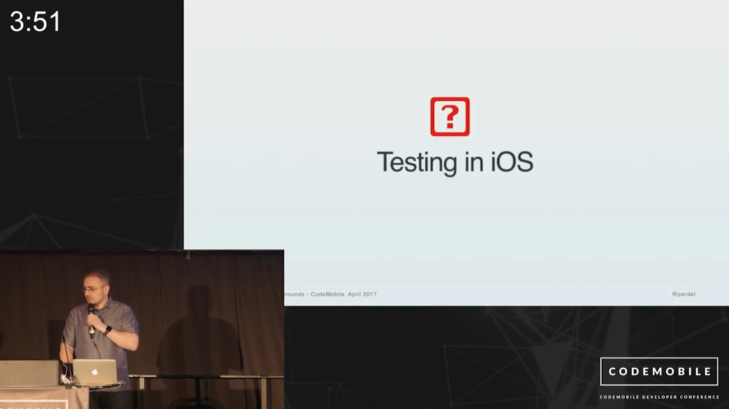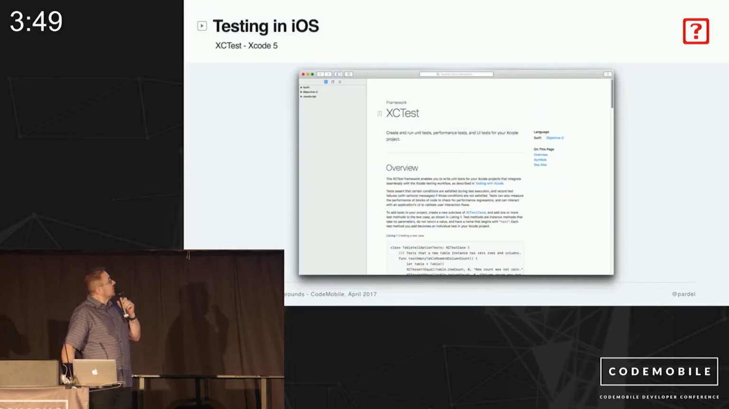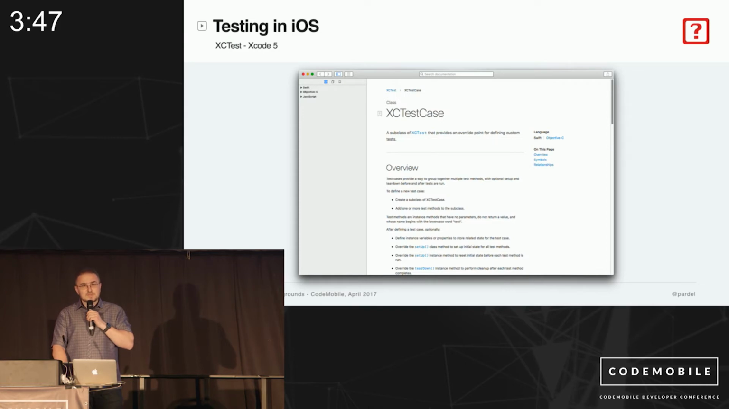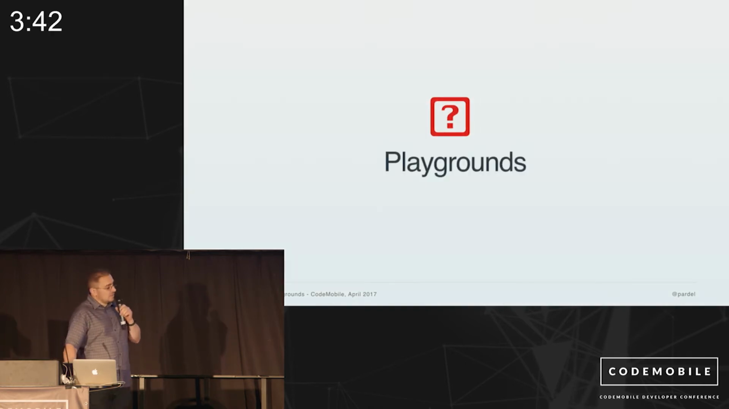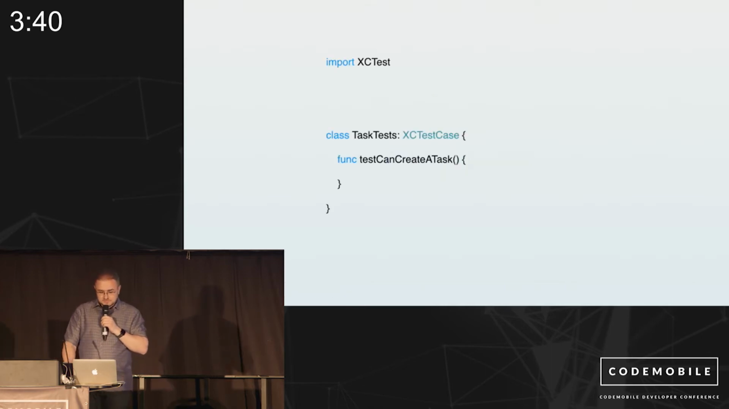So the thing I want to show you is that in Xcode we have XCTest and XCTestCase. You can also do this in Playgrounds. So how do you do this in Playgrounds? You start with import XCTest. You write a simple XCTestCase. You write a test. The test you can write is just creating a task, whatever that instance is. Obviously, to make it pass, you create that particular entity.